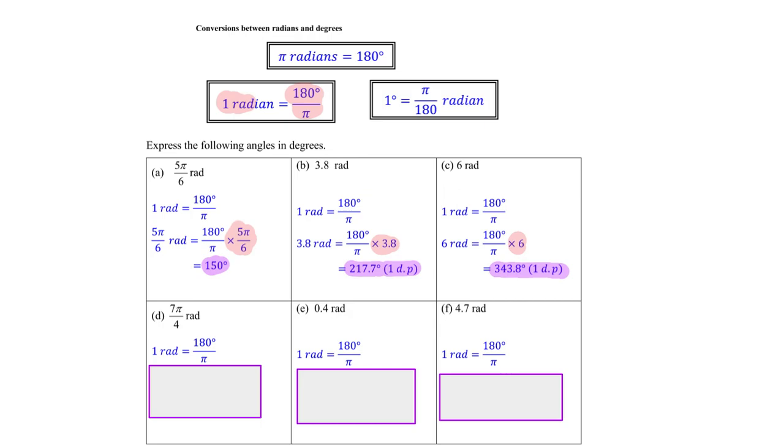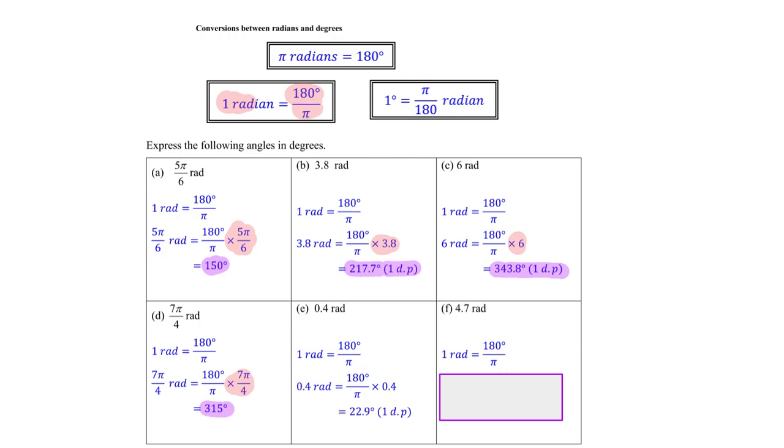If it is 7 pi over 4 radian, well done, you are catching it. I just need to multiply by 7 pi over 4, and this is an exact value, 315 degrees. If it is 0.4 radian, then I just need to multiply by 0.4. Leave my answer to 1 decimal place.